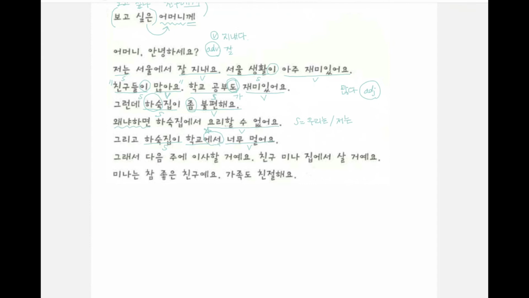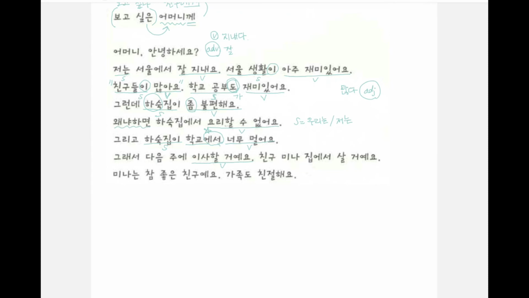그래서 다음 주에 이사할 거예요. 자, where's the subject? Exactly, hidden. There's no subject, isn't it? 자, where's the verb? 이사할 거예요 is a verb in the future tense, isn't it? So who will move? I will move, isn't it? So the hidden subject will be I. 그래서 저는 다음 주에 이사할 거예요. I will move out next week.